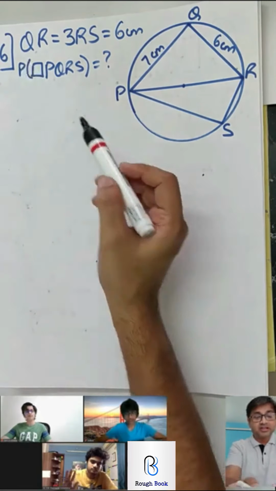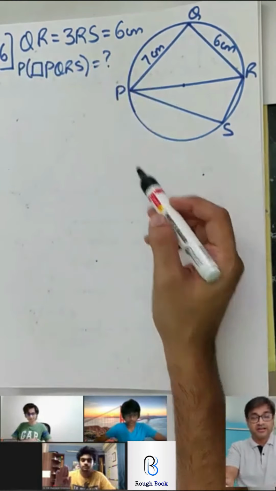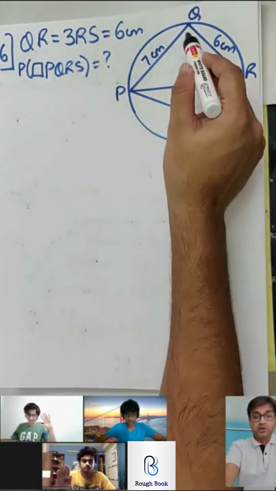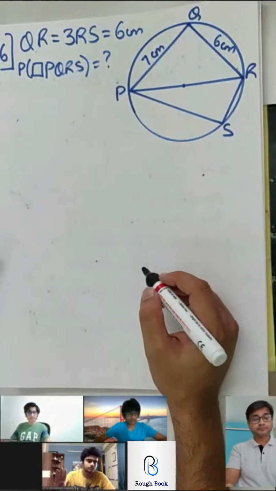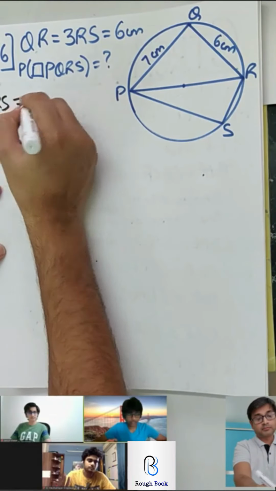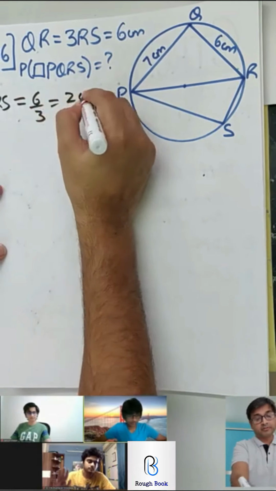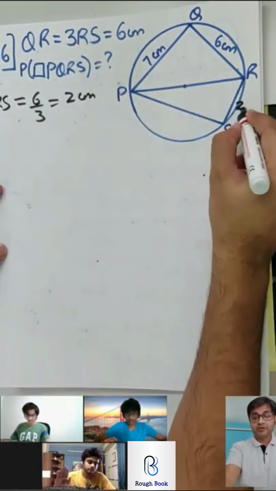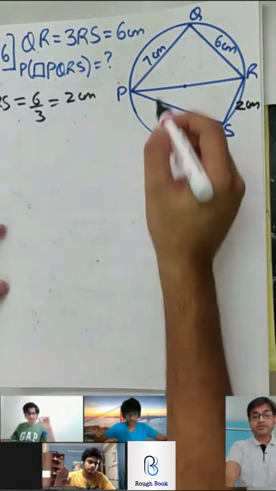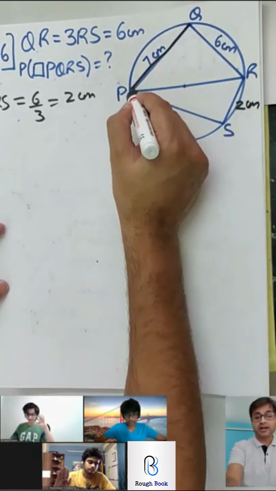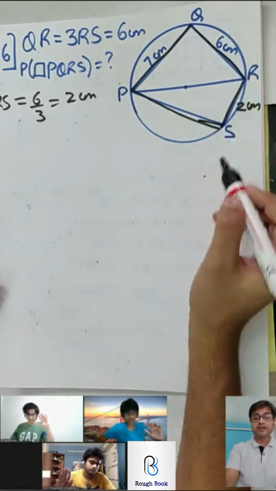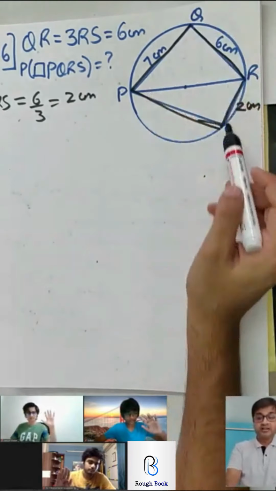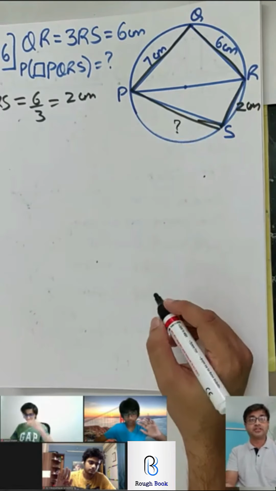Alright, they have given in the 16th one QR is 3 times RS, is equal to 6. So QR is 6, how much would RS be, Balan? So RS will equal 2 centimeters. Perfect, because 6 divided by 3, so we've got RS. Your question is find the perimeter of quadrilateral PQRS. So how shall we find the entire perimeter? Three sides are already known. The only thing that is left is PS.